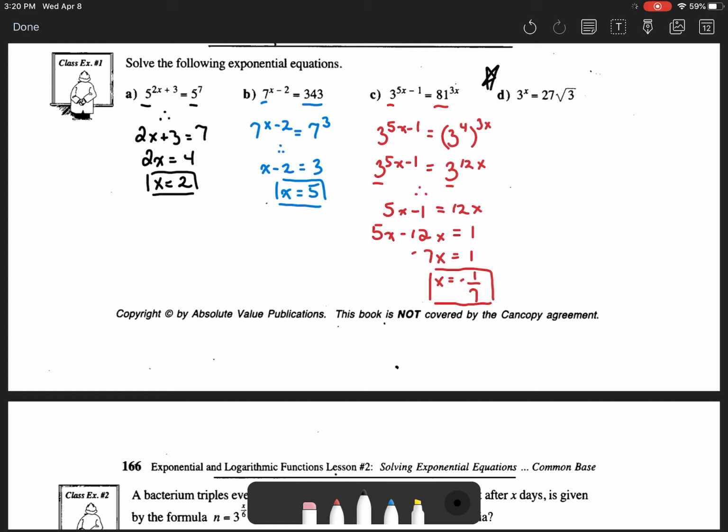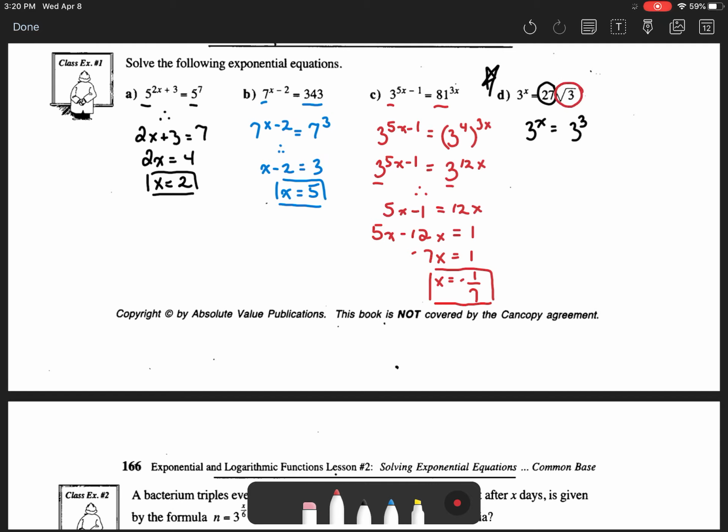Okay, last one for this page here. All right, so this one is a little trickier, a little bit more work to do. On the left-hand side, I have 3 to the exponent of x. Now I have 27 root 3, which means 27 times the square root of 3. So what I will do first is deal with the 27. So that is 3 cubed. Okay, so there is the 27.